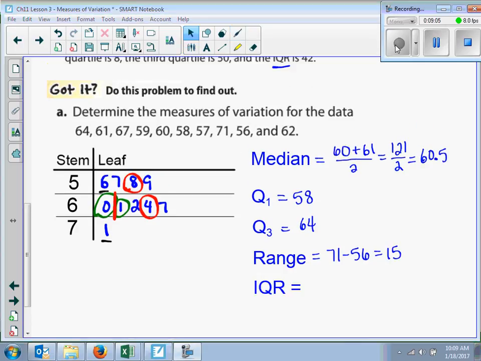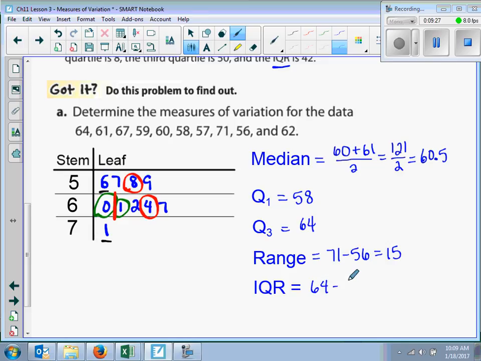All right, and then the last thing that we want to do is find the interquartile range, which we're abbreviating IQR. Okay, so how do I find the interquartile range again? Very good. So here we're going to have 64 minus 58, which is what? So the interquartile range is 6.